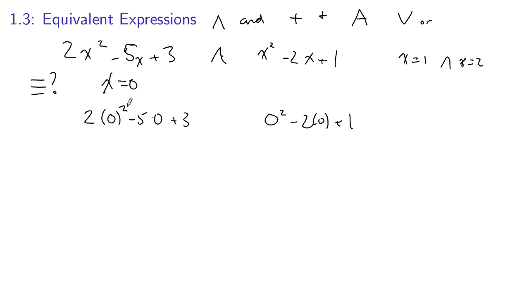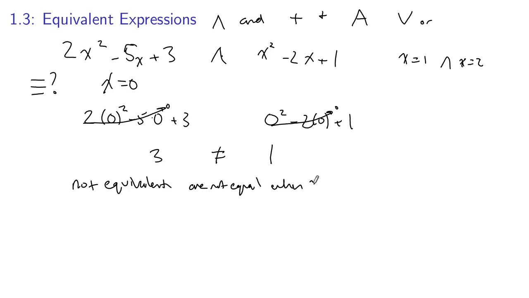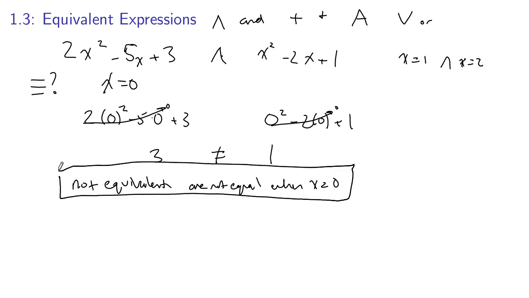Well, 0 squared is 0, times 2 is 0, minus 5 times 0 is 0. So all these things just go to 0. Same over here, all that stuff is 0. We have 3 on the left and 1 on the right, and these things are not equal, and so the answer is not equivalent. Two expressions are not equal when x equals 0. And I actually picked a different counterexample than the book did for example 4. They used 3. I did 0 because it's faster.